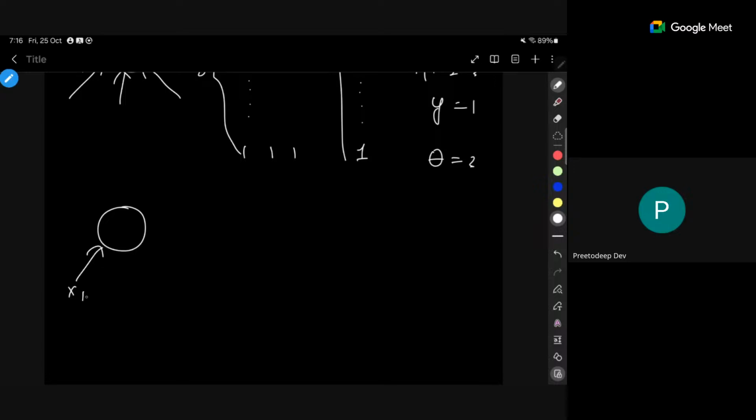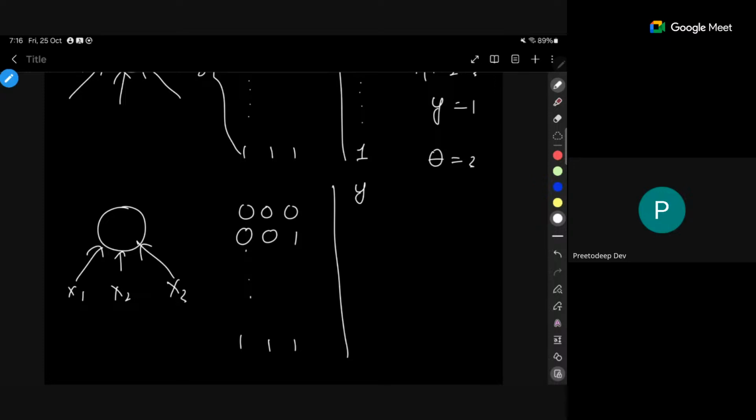So we can take 3 inputs, and we'll have cases starting from 0 0 0 to 1 1 1, right? So all 8 cases are written inside this. We need any one of them to be 1. So the first one will be 0, but the rest of them will be 1, so the output is going to be 1.